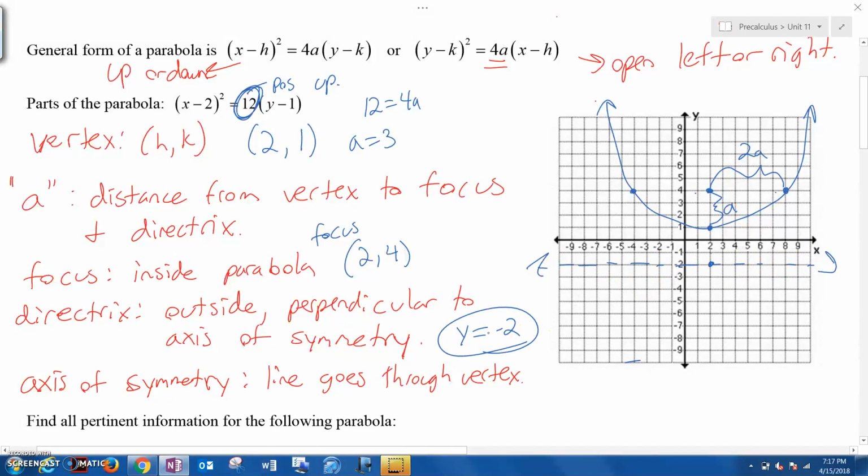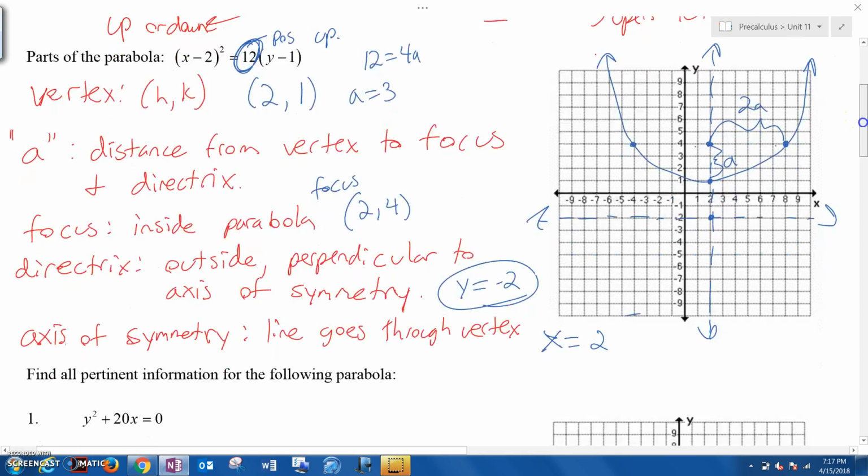That's the directrix. The axis of symmetry goes through the parabola, through the focus and the vertex. So this would be x equals 2, because it goes through the value of x equals 2. So that's how you do a parabola. You really need to get that A value though. That's the critical point. Alright, let's try it again.